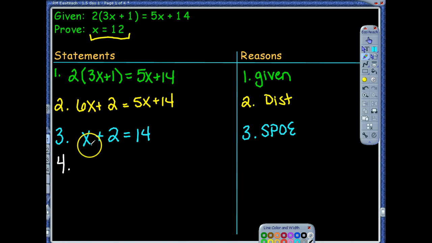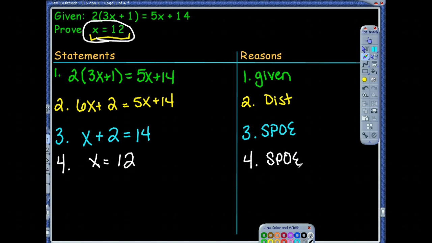Wonderful. Now, step 4, to get that x all the way by itself? I'm going to subtract 2 on each side, so I get x equals 12, which is good because of where we're going. And my reason for that would be SPO again. Wonderful. Now, notice that those last 2 steps both used SPO. Because they have the same reason, could I have put those 2 steps together? What do you think? I remember talking yesterday about wanting each step separate, but since they have the same reason and don't really depend on each other, I could have subtracted 5x and 2 in the same step. So I think we could do that.